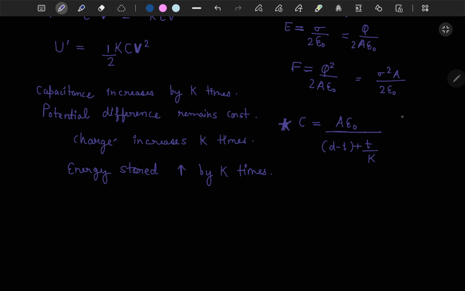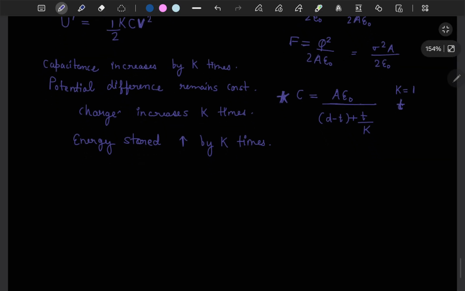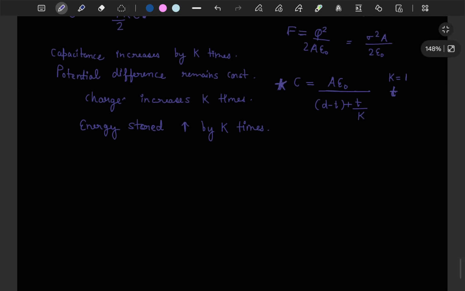Directly you will be given the dielectric constant and the thickness of the dielectric T, and D is the distance between the capacitor plates. So in case of air, K is equal to 1. In case of metal or conductor, if K value is not given, or it is mentioned it is placed in metal or conductor, K will be infinity.